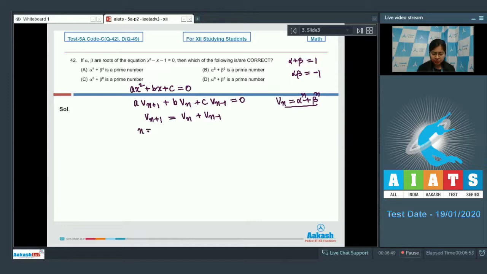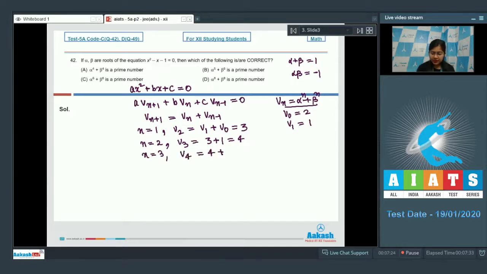So here let's put n equal to 1. We will get V2 equal to V1 plus V0. Now V0 means alpha raised to the power 0 plus beta raised to the power 0, that is 2. V1 is alpha plus beta, that is 1. So V2 will be 2 plus 1, that is 3. Now let's put n equal to 2. So we have V3 equal to V2 plus V1, that is 4. Now let's put n equal to 3. So we have V4 equal to V3 plus V2, that is 7.